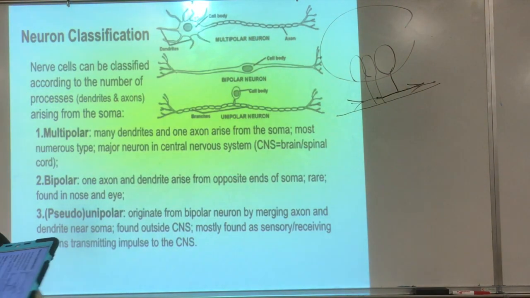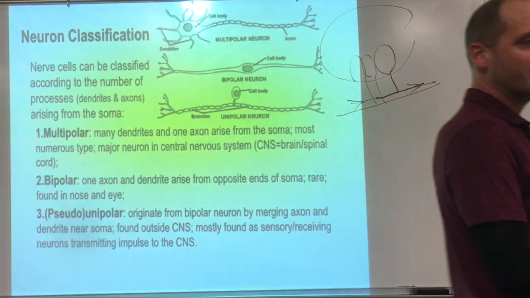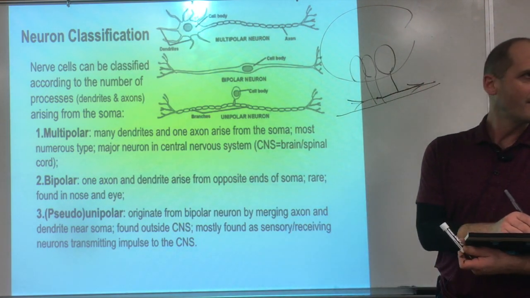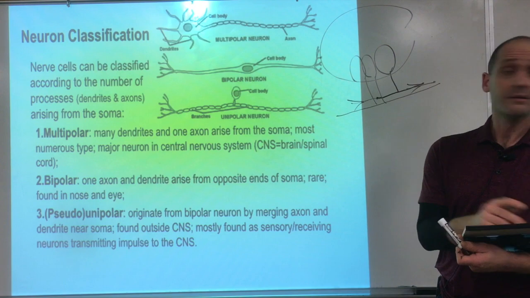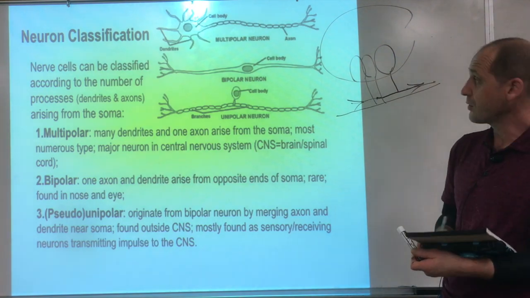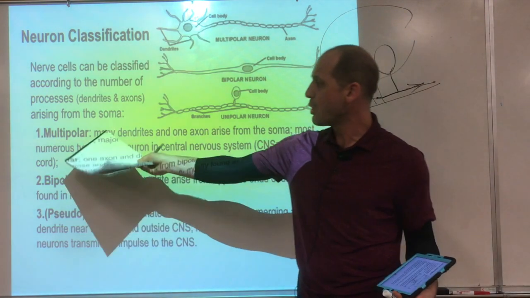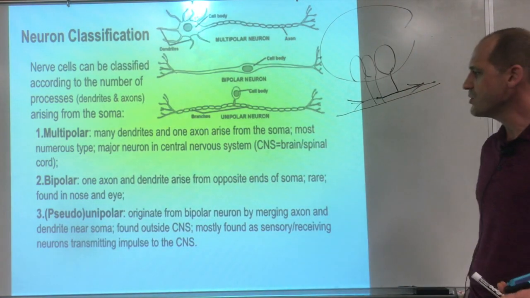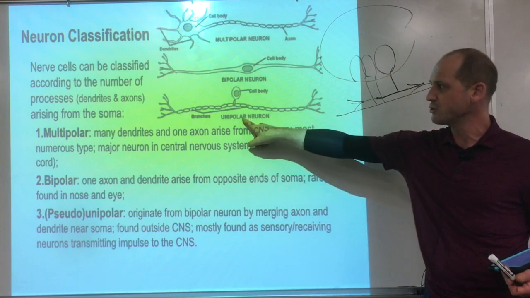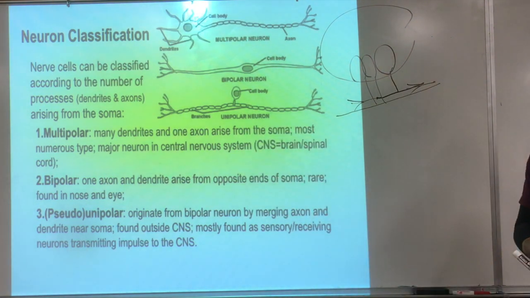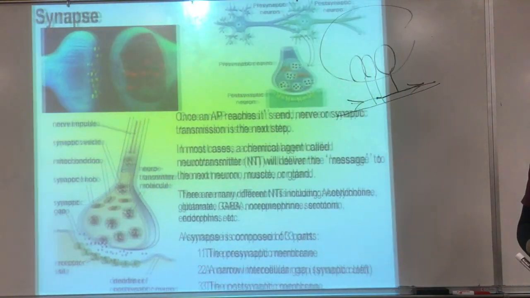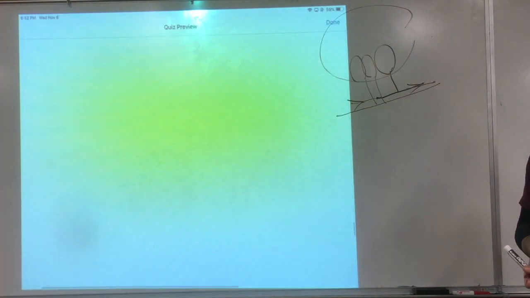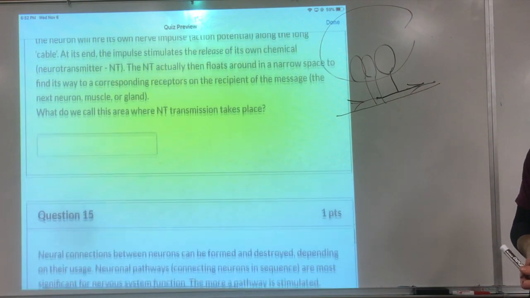I do read through these things, but it's 6 in the morning, so who knows, right? Which question was that? Number 13. Okay, good. So multipolar is the most numerous one, bipolar has 2 extensions, pseudo-unipolar has only 1 extension. That's the visual of it. Good. And I'm doing all that and then the answer's wrong? I haven't checked that.